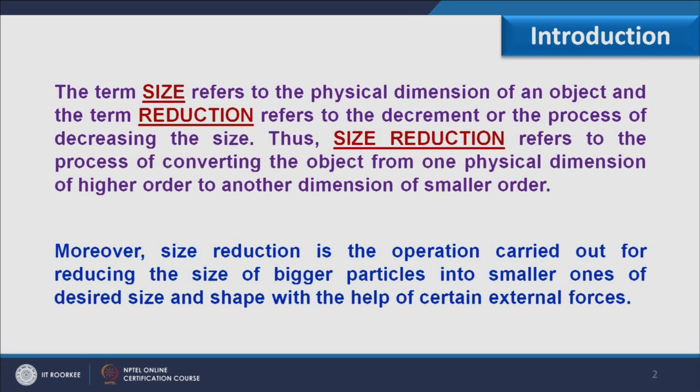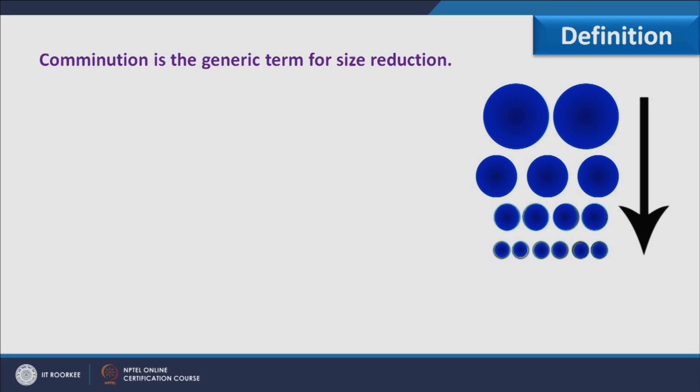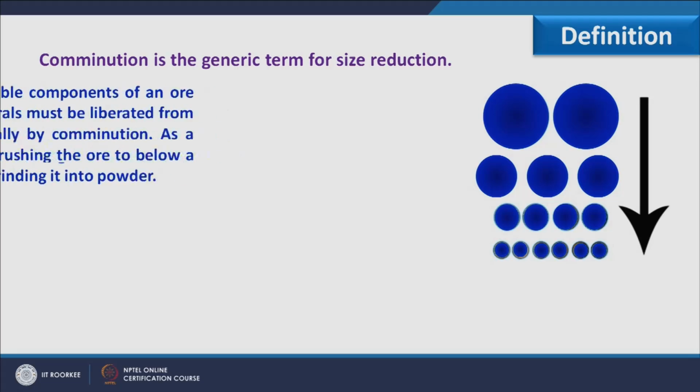And as far as chemical engineering is concerned, we denote size reduction with the name comminution. So, comminution is a generic term for size reduction. As you can see in this figure, the large size particle is converted into a smaller one. So, this is basically size reduction. In chemical engineering terminology, we call it comminution.